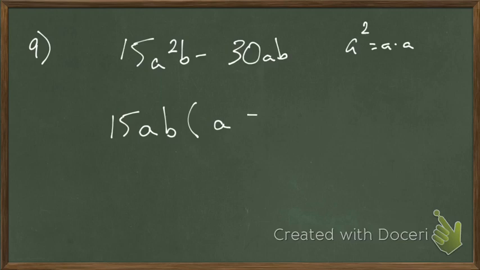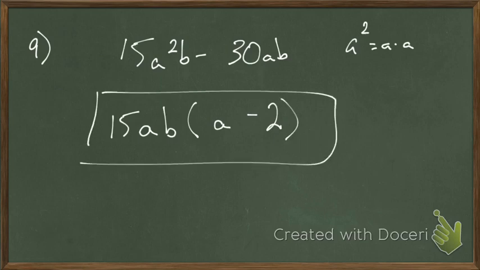Then I got a minus. Let's do the 30 divided by 15, is what? 2. a divided by a, b divided by b, those cancel. Here's where I'm at: 15ab times a minus 2.